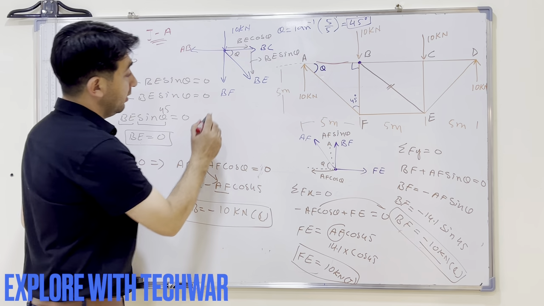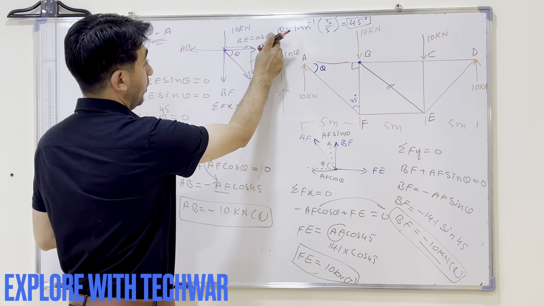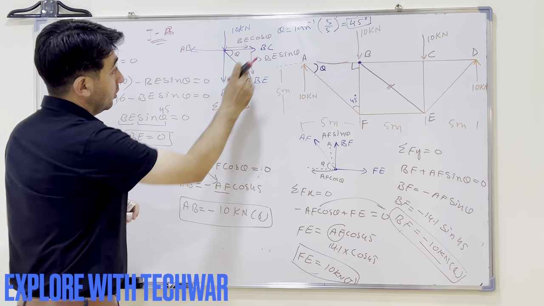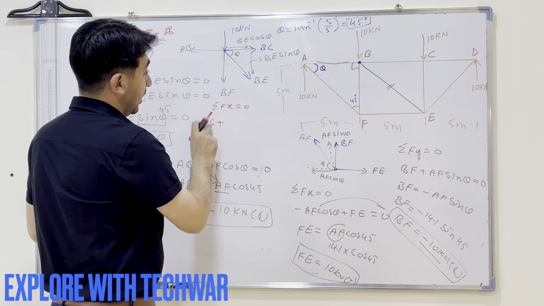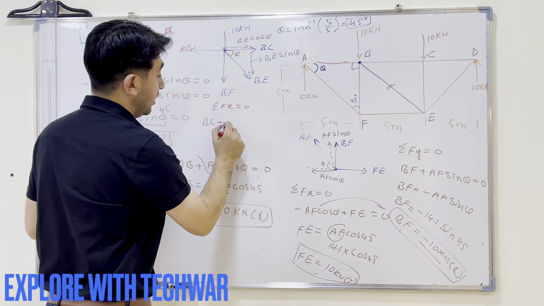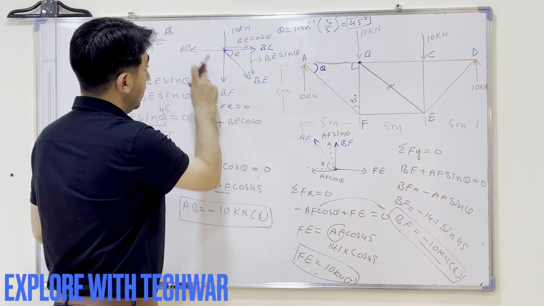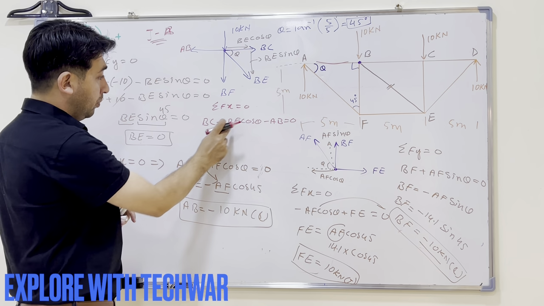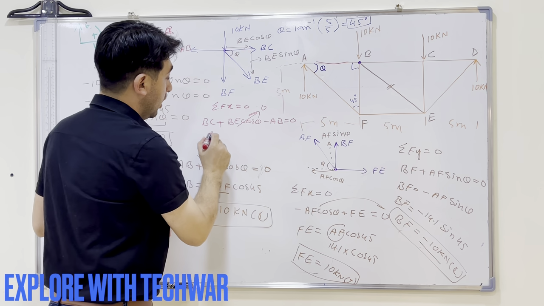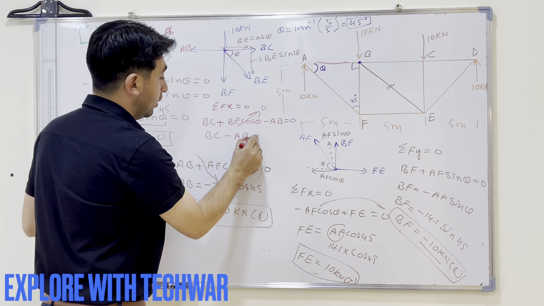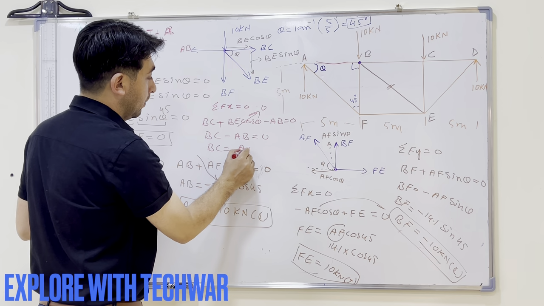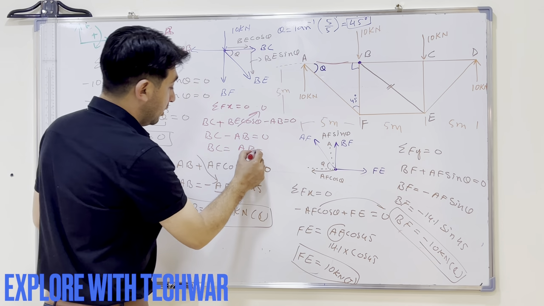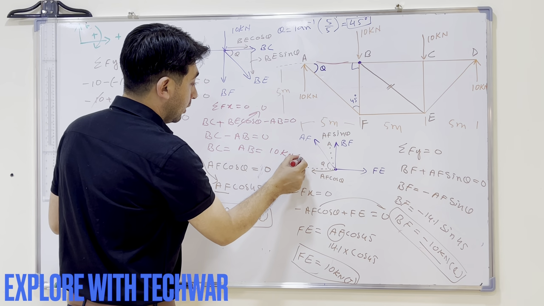So BC, how can we find? If I take the sum of the forces in the x direction equal to 0 at joint B, let me write all the forces in the x direction. BC is plus, because it is acting to the right, and then BE cos theta is also plus, and AB is negative because it is acting to the left, so minus AB, equal to 0. BE is already known to be 0, so this term will be 0. So BC minus AB equal to 0, so BC is equal to AB. And AB, we already found, was 10 kN compression. So BC is also 10 kN in compression.